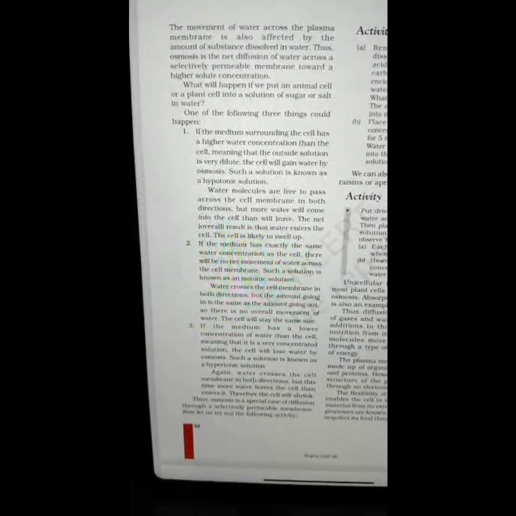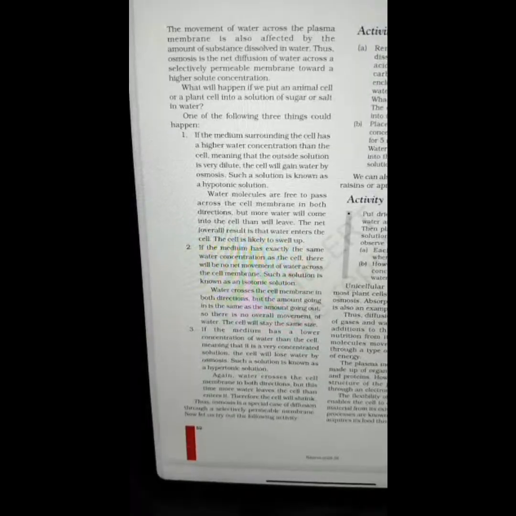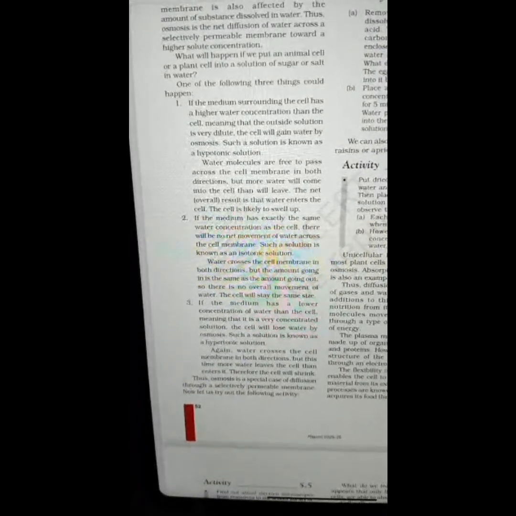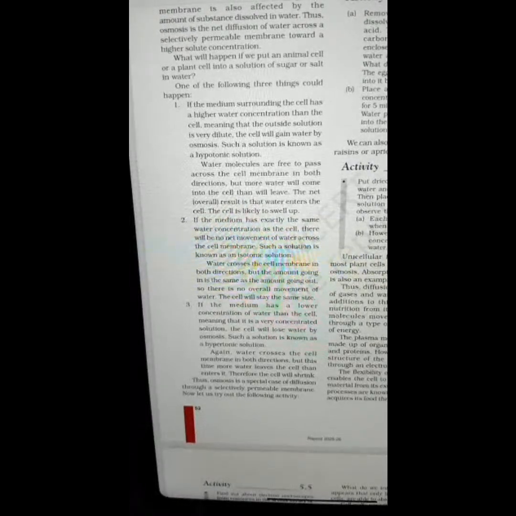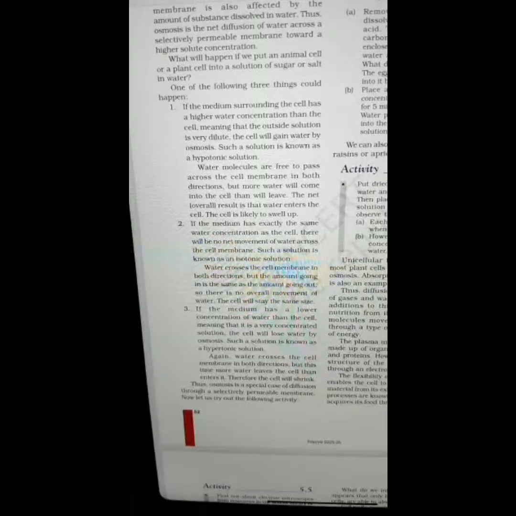Now, point number three, if the medium has a lower concentration of water than the cell, meaning that it is a very concentrated solution, the cell will lose water by osmosis. Such a solution is known as a hypertonic solution. Again, water crosses the cell membrane in both the directions, but this time more water leaves the cell than enters it. Therefore, the cell will shrink. Thus, osmosis is a special case of diffusion through a selectively permeable membrane.